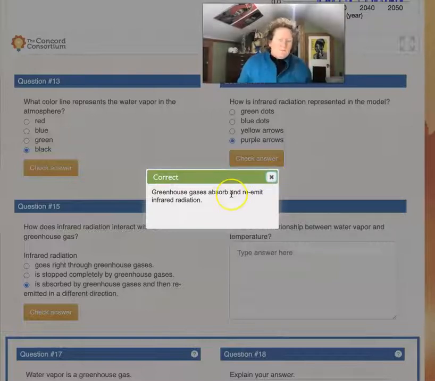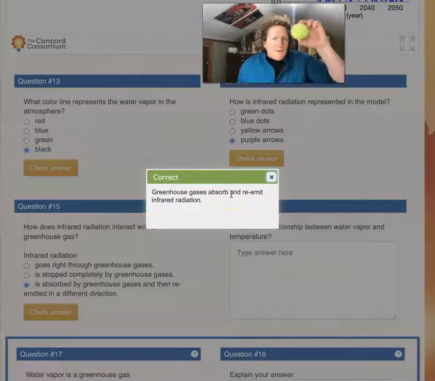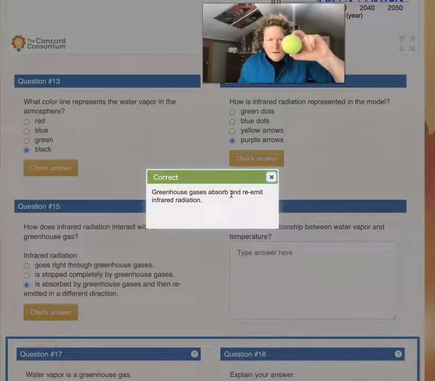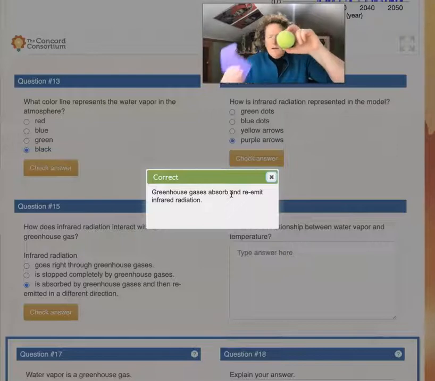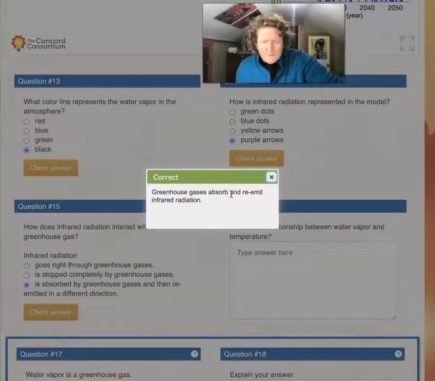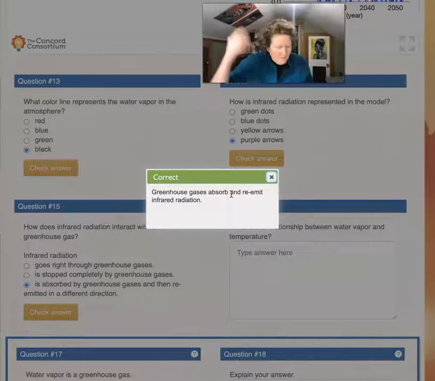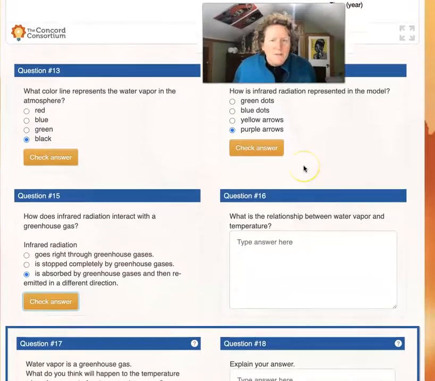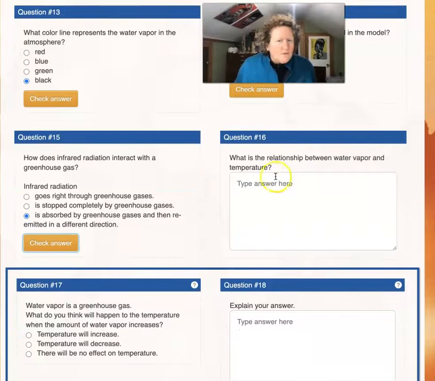Greenhouse gases absorb radiation, they heat up a little bit, they vibrate faster, which is the definition of temperature. Molecules vibrate faster, have more energy when they're hot, and then they let go of that energy, they cool down and re-radiate that energy towards Earth, maybe sideways, maybe into the atmosphere, but mostly back towards the surface of planet Earth. What's the relationship between water vapor and temperature?